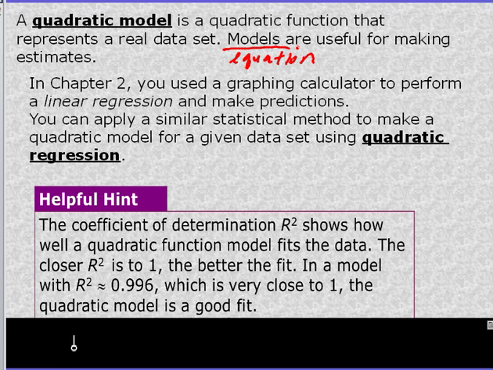So we had the correlation coefficient R, which we had for linear models. There's an R squared in our graphing calculators, which is used for quadratic regressions, and it's called the coefficient of determination. And I'll try and call it the right thing. I always want to call it the correlation coefficient. But it also tells us how well a quadratic function fits the data. So closer to 1, the better the fit. Just similar to linear regressions.